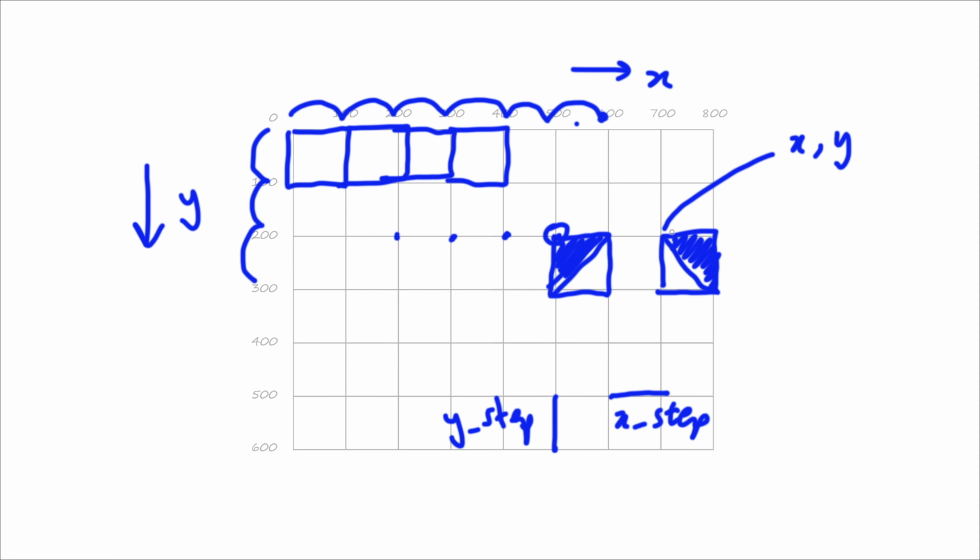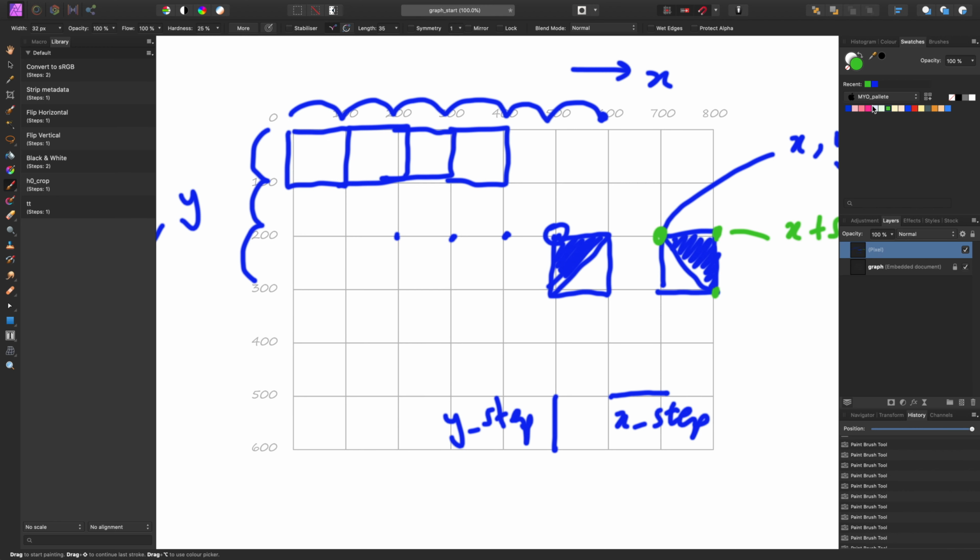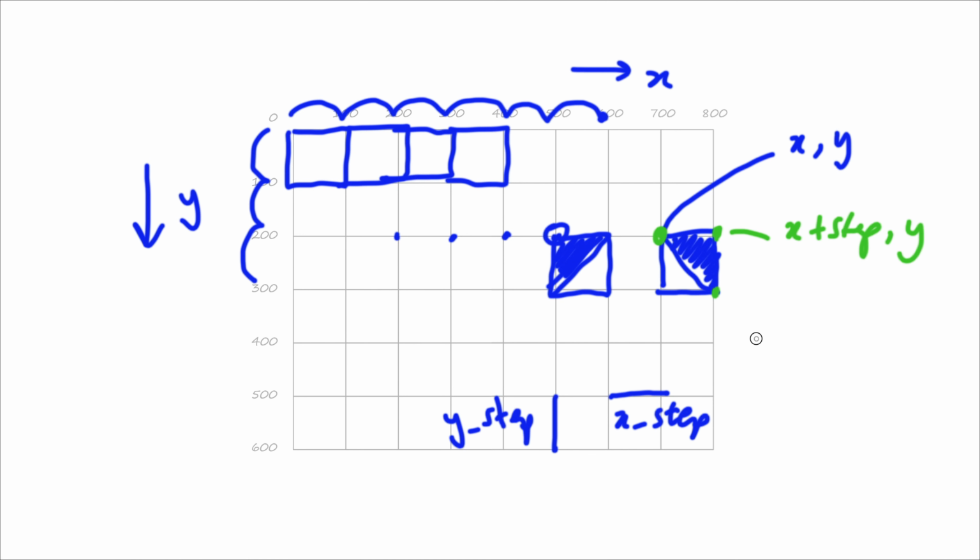So if that's X, Y, let me change colour here just so we can see it more clearly. If that's X, Y, what's this one? Well, that one is X plus X step, comma, the vertical direction is still the same. It's still the same height down. And this one here, if I choose a different colour, just to make it easier, this one is X plus X step, and it's also Y plus Y step.